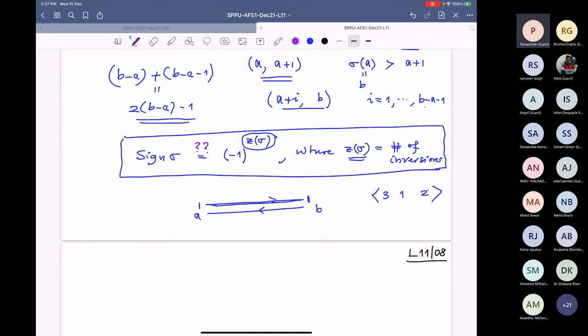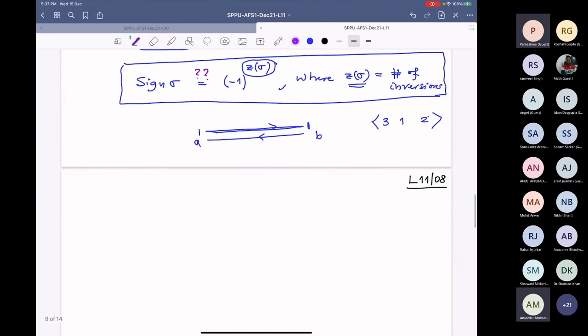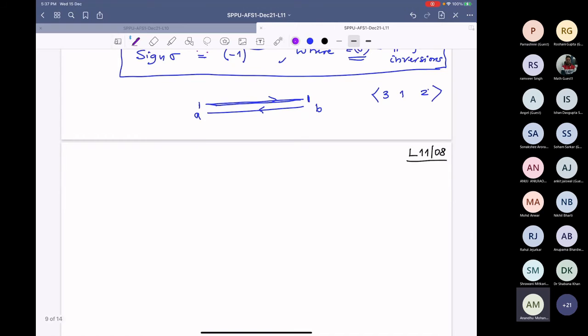Precisely this formula you can find in Herstein. That is his definition actually. So I will tell you the definition Herstein gave. Herstein's definition was the following.